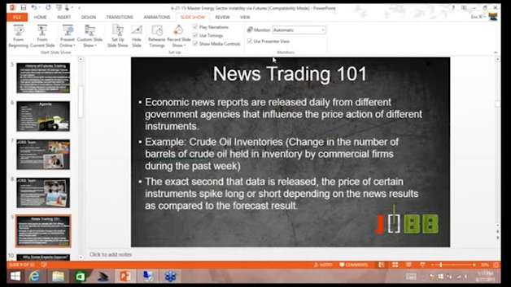Now this coming week, it's a holiday on Friday, so that might mean it might be adjusted. So we'll take a look at the calendar together. But basically every Wednesday, the crude oil inventory report comes out. And what does that tell us? It tells us the supply and the numbers of barrels of crude oil that are being held in inventory.